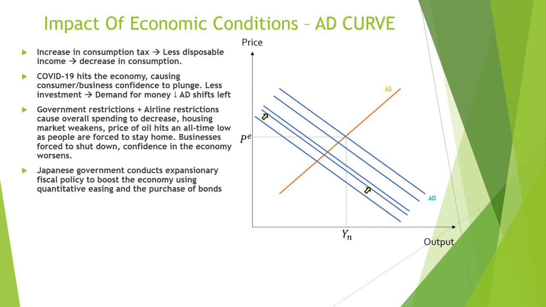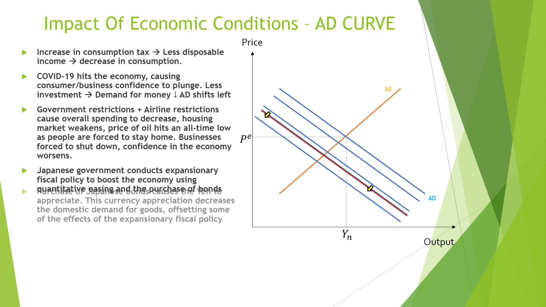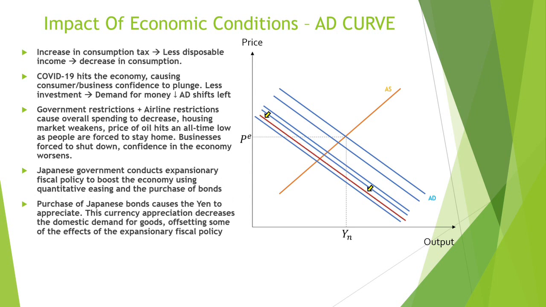Bank of Japan comes in with quantitative easing, purchasing bonds, which all stimulate the economy and allow the AD curve to shift back to the right. However, the purchase of bonds caused the yen to appreciate, which leads to a fall in the domestic demand for goods, offsetting some of the stimulation.